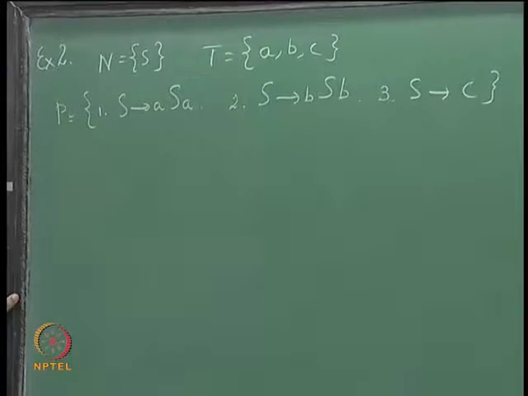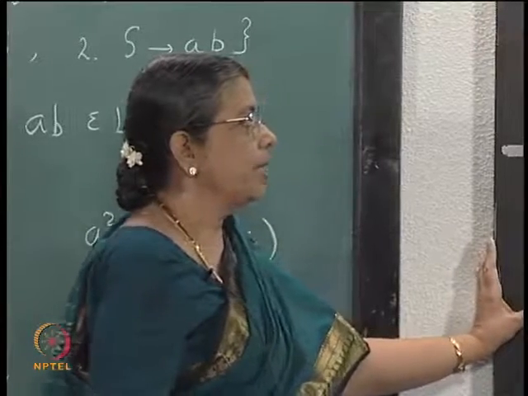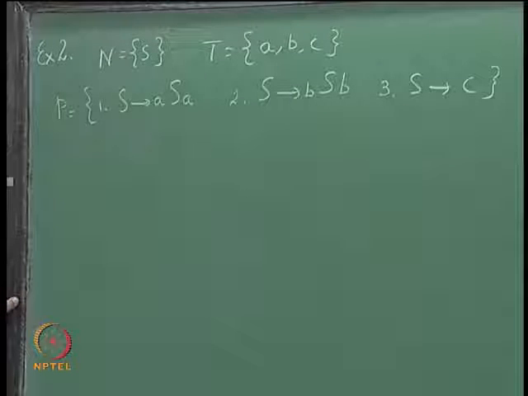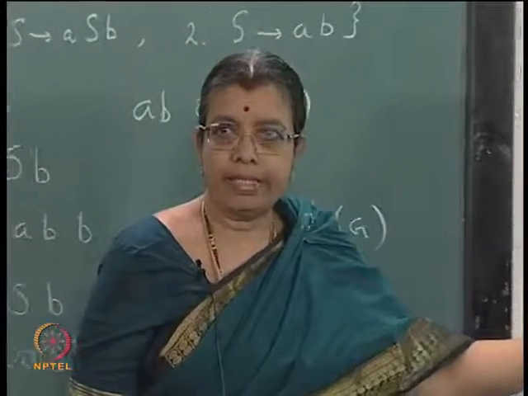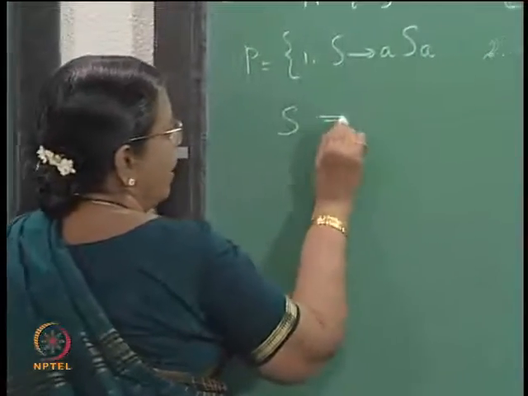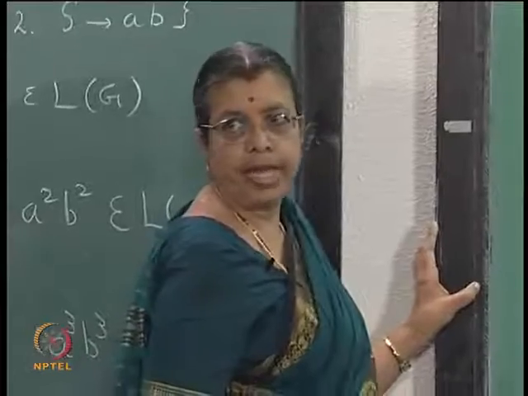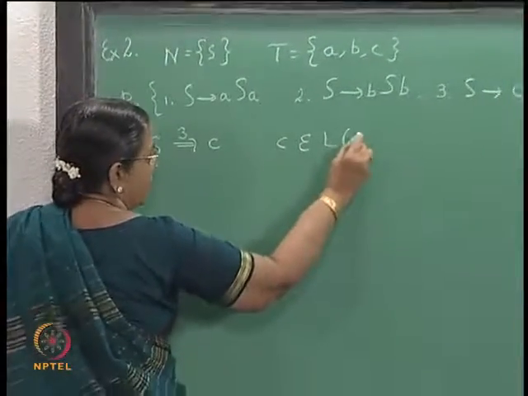There are 3 rules now: S goes to A S A, S goes to B S B, and S goes to C. Now, what is the language generated by this grammar? Let us see how strings are derived in this grammar. Starting from S, you apply rule 3, you get C, right. So, C belongs to L of G.